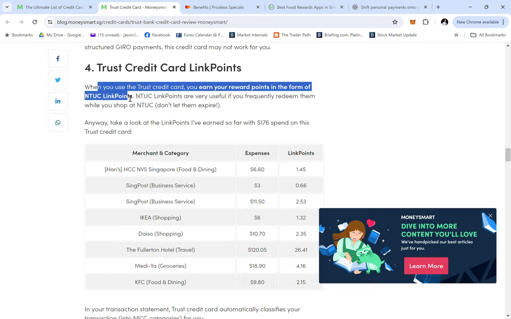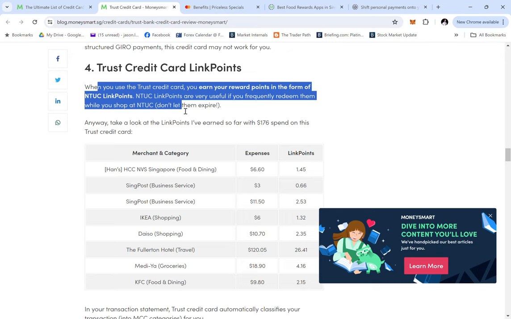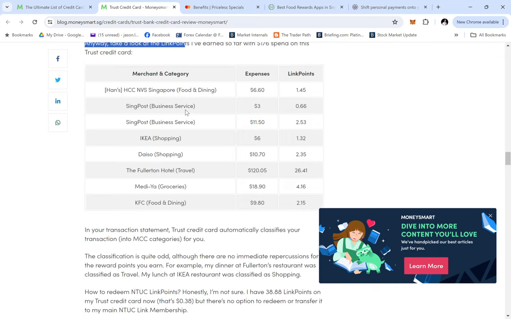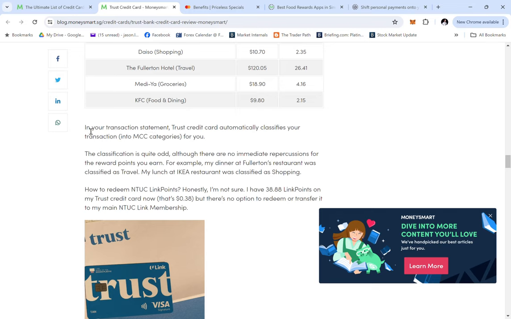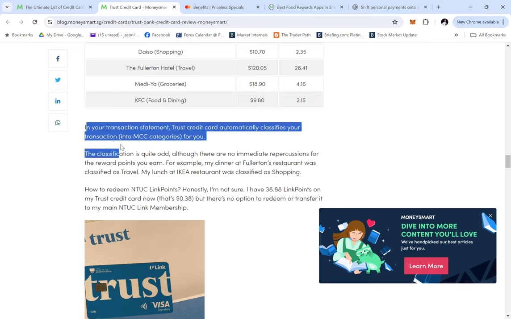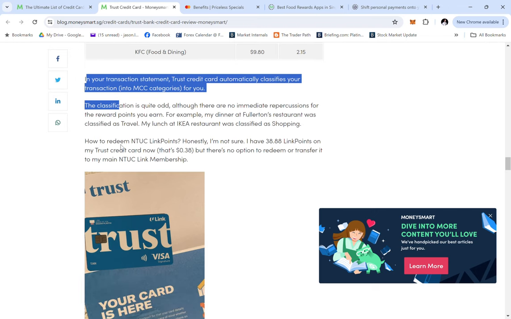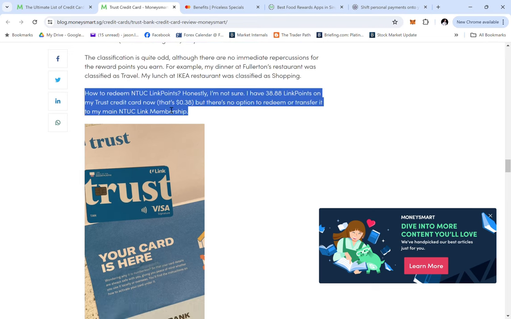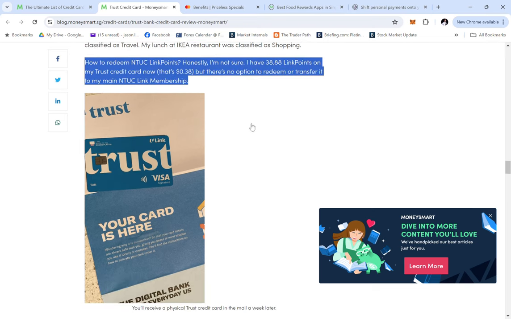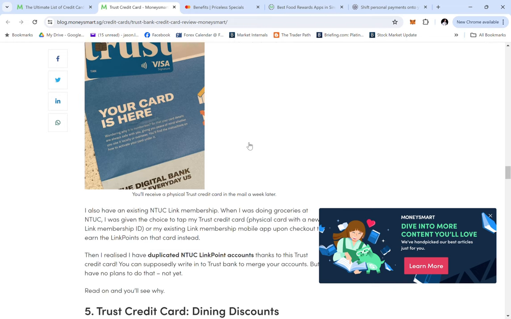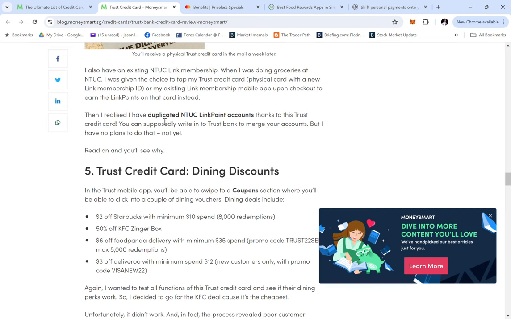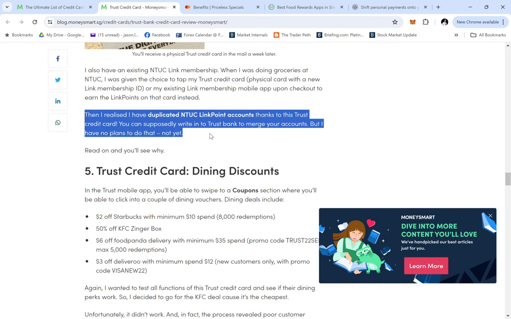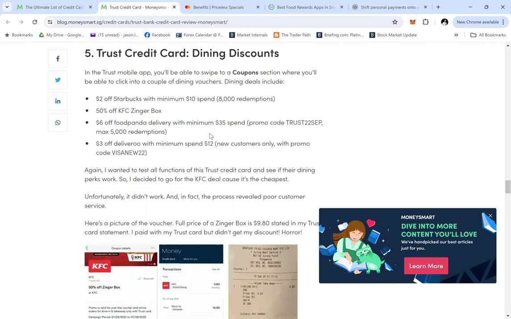So LinkPoints, well, the good thing is they might expire. Basically, the credit card actually automatically classifies your transactions into categories for you. So over here, with the LinkPoints, there's an option to redeem or transfer them to the main LinkPoints membership.